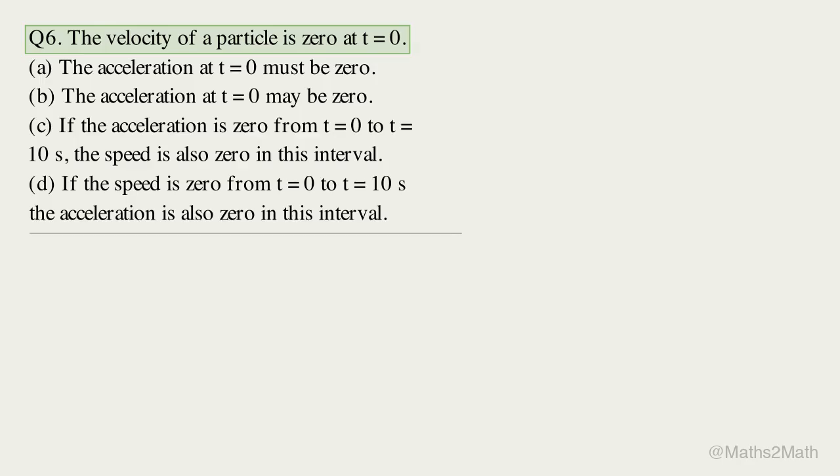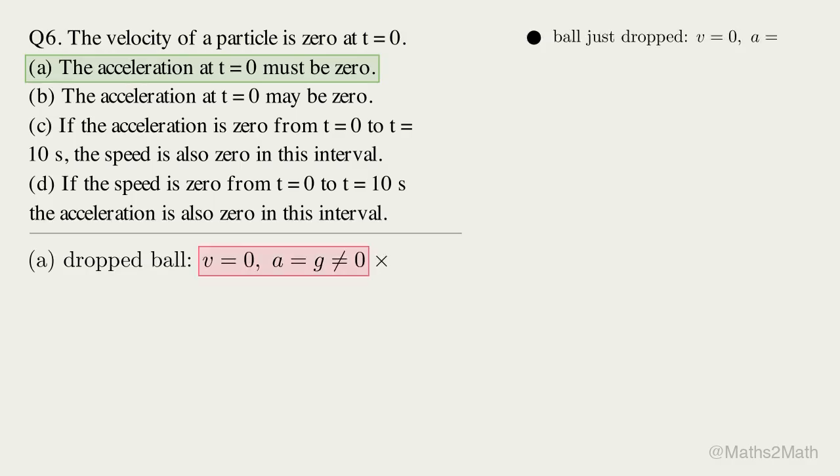Test each claim. A ball released from rest has v = 0 at that moment, yet a = g. So the acceleration need not be 0. Option A is wrong.